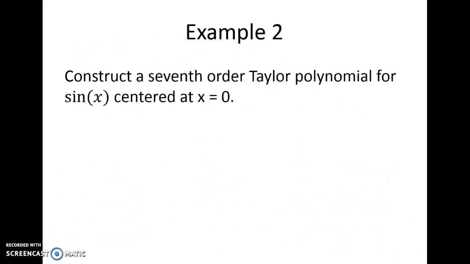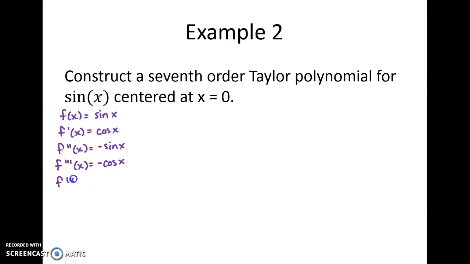Okay, so for this one, our function is sine of x, and we're centering at 0, which means the first derivative is going to be cosine of x. And the second derivative will be negative sine of x, and the third derivative will be negative cosine of x. And by the time we get to our fourth derivative, we're actually back to where we started.